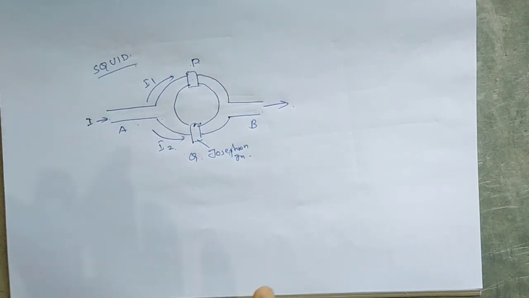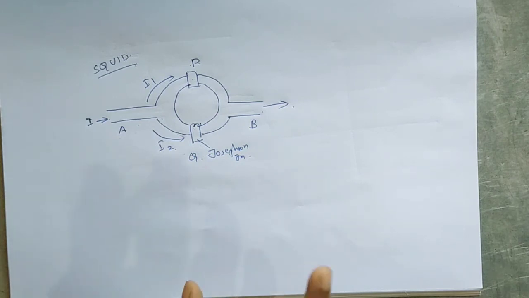The DC Josephson effect means a DC current flows across the junction in the absence of any electric and magnetic field, whereas in the AC Josephson effect, a DC voltage is applied across the junction that causes radio frequency current oscillations across the junction.